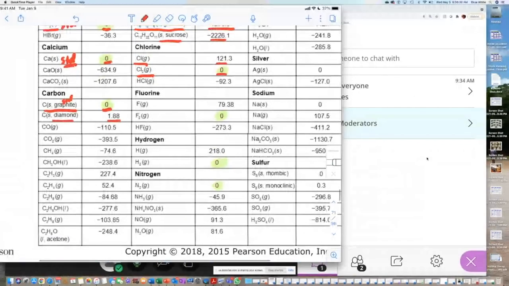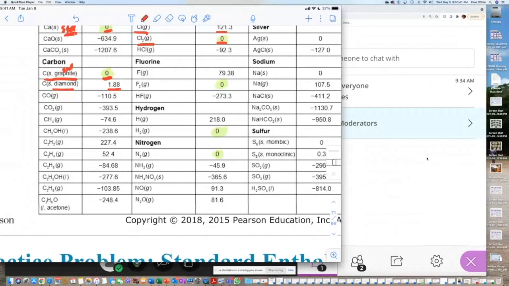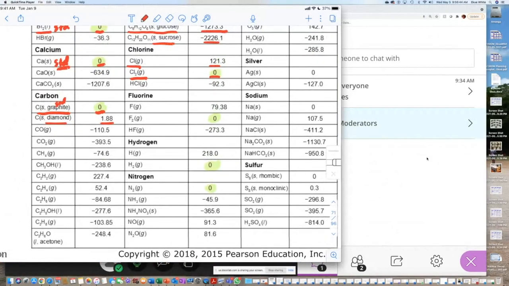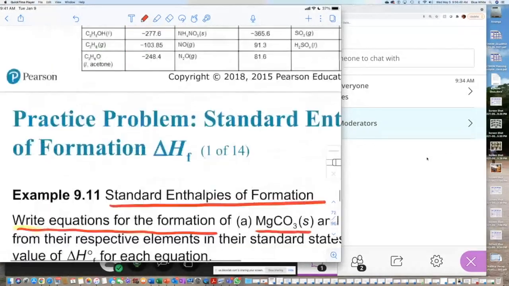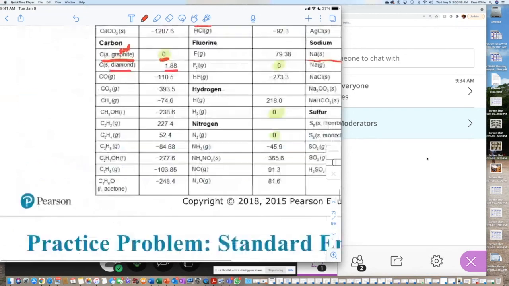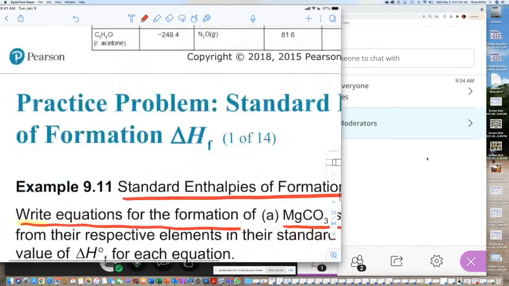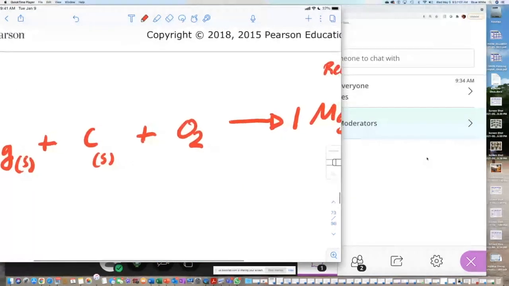Hold on, they don't have magnesium here, but I can extrapolate. Let me pick another metal. Do they have any metal here? Yes, sodium. Sodium in its natural state is 0, so magnesium in its natural state will also be 0. So I can confidently say magnesium will be a solid because it's a metal. I know carbon also has to be a solid. I saw it back here: carbon, solid, graphite. That will be 0. So I'm going to put here solid. I'll just write down graphite, because it has to be that for us to get 0.